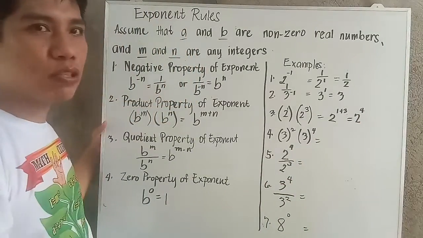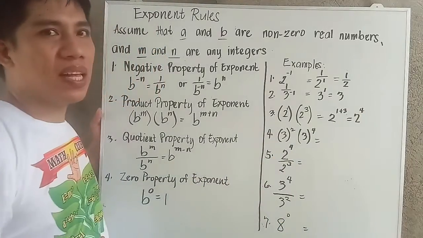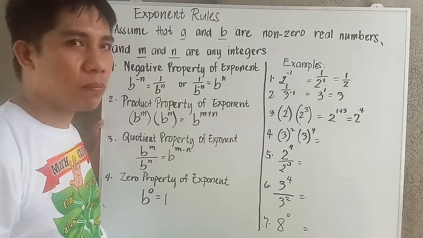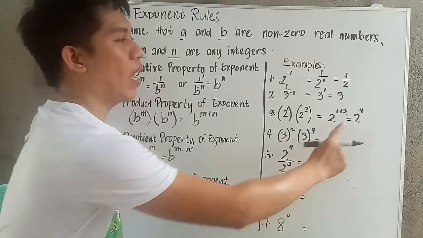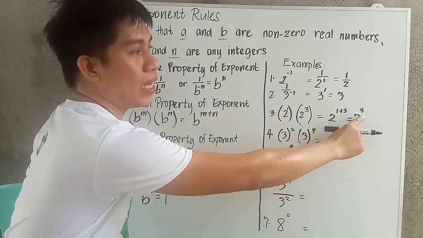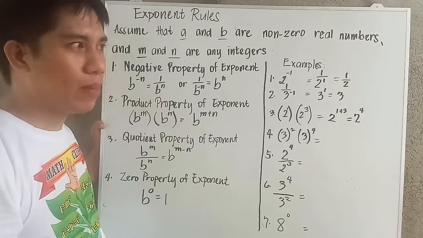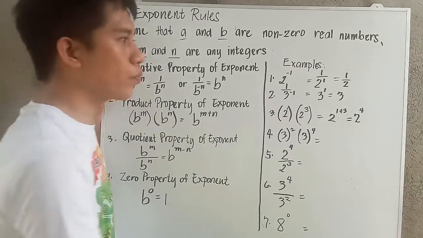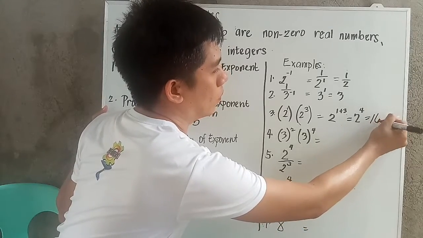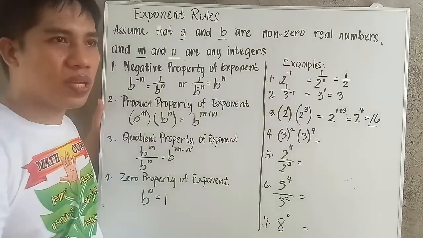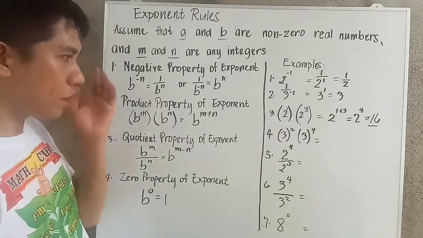Then we multiply 2 four times by itself. Take note, the exponent tells you how many times you are going to multiply the number by itself. So we multiply the base, which is 2, by itself 4 times. 2 times 2 times 2 times 2 is equal to 16. That is the answer. 2 times 2 is 4, 4 times 2 is 8, then 8 times 2 is equal to 16.